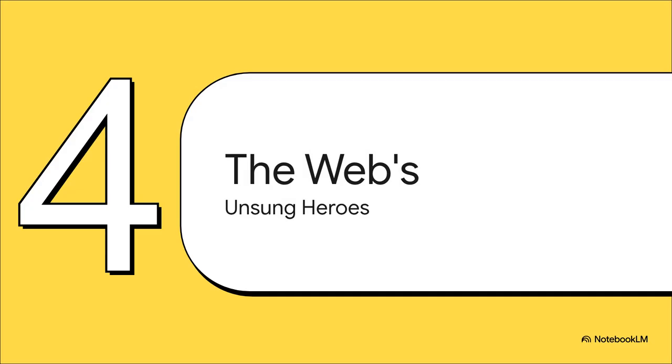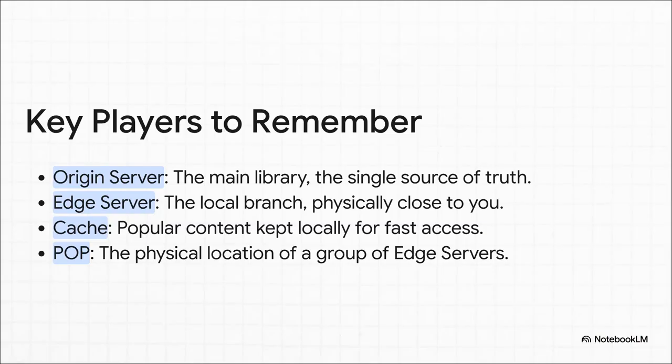So as we start to wrap up here, it's pretty clear that CDNs are the true unsung heroes of the internet. They're just working silently, tirelessly in the background, performing this incredible logistical feat every single second of every single day. So let's just do a quick recap of the key players using our library analogy. The origin server, that's the main library, the one single source of truth. The edge server, that's your local branch, right there in your neighborhood. And the cache, that's the collection of popular books it keeps on hand for fast access.